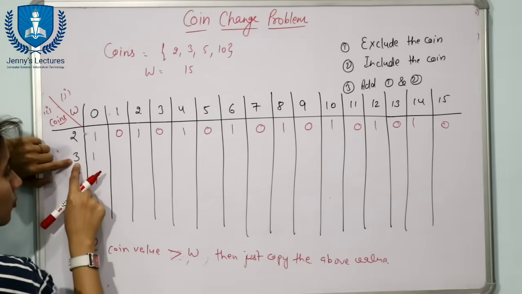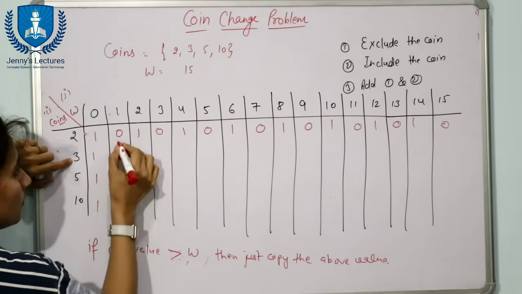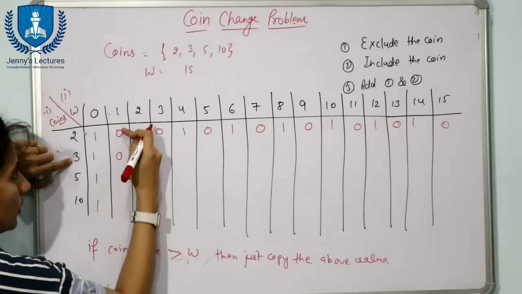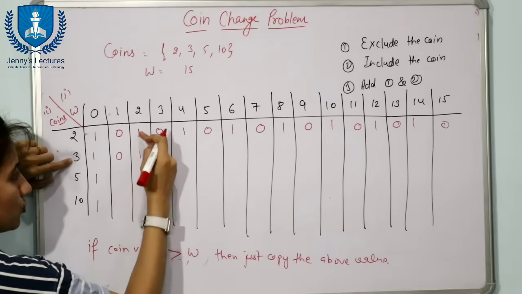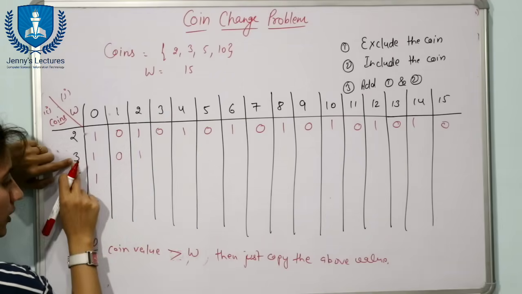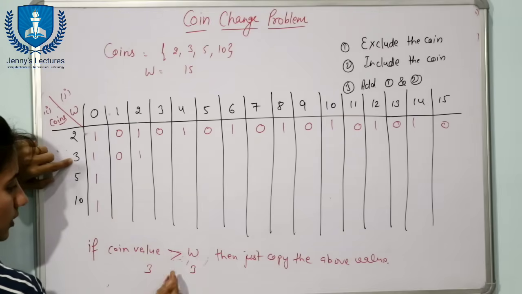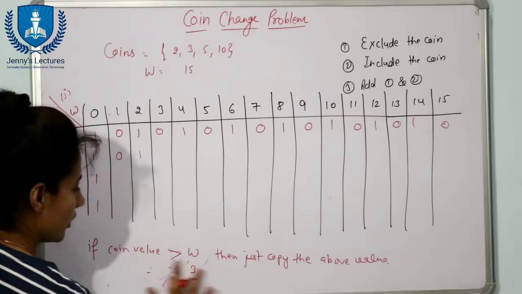So the coin value is now 3. Here we have already taken, 1 is less than 3, so we simply copy this value from the above cell. Here we copy this value. Here is 1, here also we have 1. But now when the sum is 3, the coin value is 3 and the sum is also 3. So this condition is not true. Now you cannot copy the above value, you have to calculate that value.